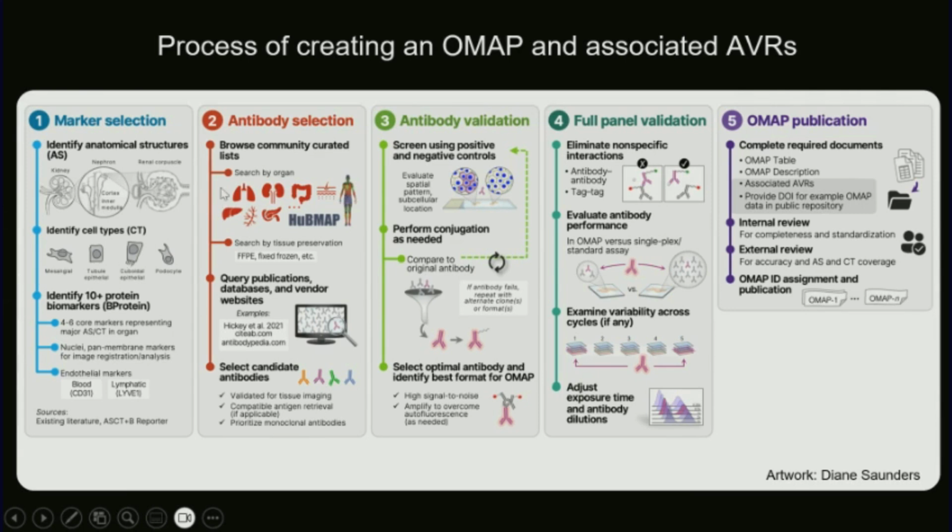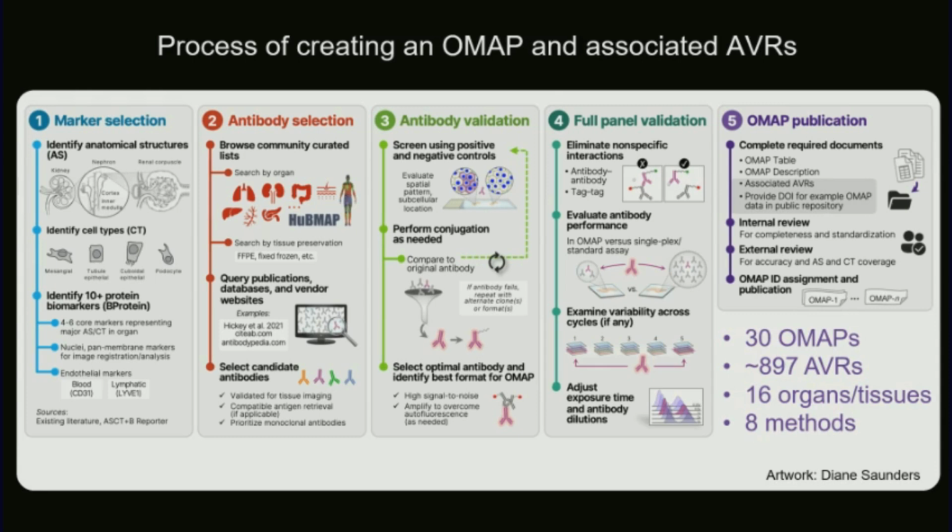marker selection, antibody selection using CiteAb and other resources. Then you validate the antibodies using IHC as a reference, as well as positive and negative controls. Then importantly, you have to validate the full panel, the order of the antibodies, how does the antibody perform in cycle 6 versus cycle 1, all that, and then report that out. And we have a digital object identifier also for the OMAP.